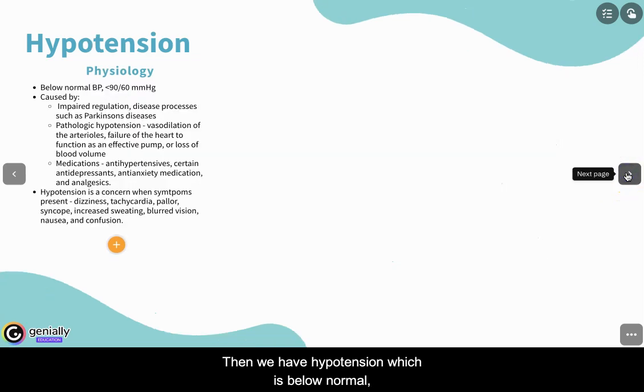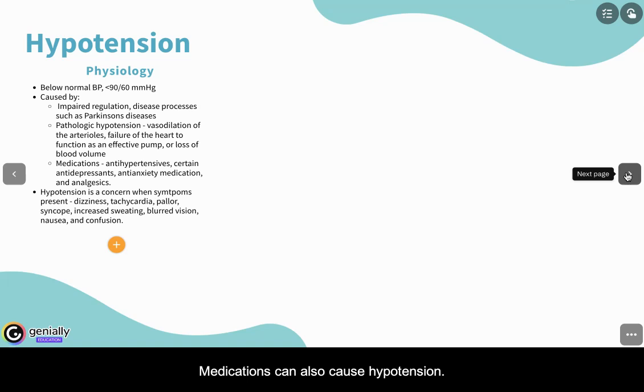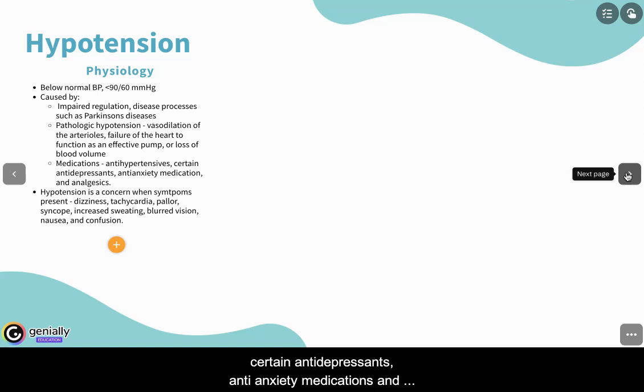Then we have hypotension, which is below normal blood pressure, less than 90/60 millimeters of mercury. This can be caused by impaired regulation, disease processes such as Parkinson's disease. Pathologic hypotension is vasodilation of the arterioles, where arteries are dilating, and the failure of the heart to function as an effective pump, right? Or loss of blood volume. All of these are pathologic reasons for low blood pressure. Medications can also cause hypotension. For example, antihypertensives, certain antidepressants, anti-anxiety medications, and pain medications can all cause low blood pressure.